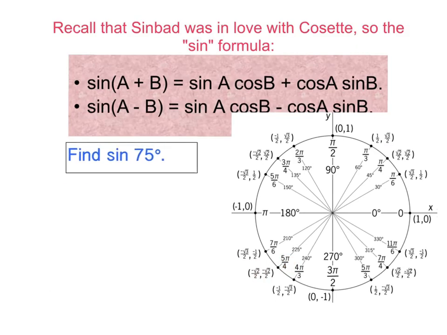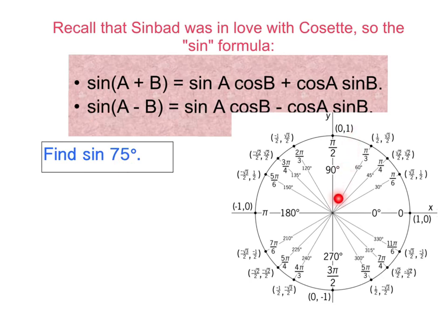Okay, for this one, we're trying to find the sine of 75 degrees. So if we're finding sine, we're using a Sinbad formula. Now, looking at the unit circle, there's no 75 degree, there's no xy value there. So that's when the sum or difference formula comes in handy.